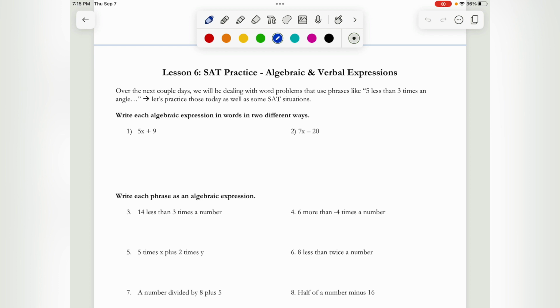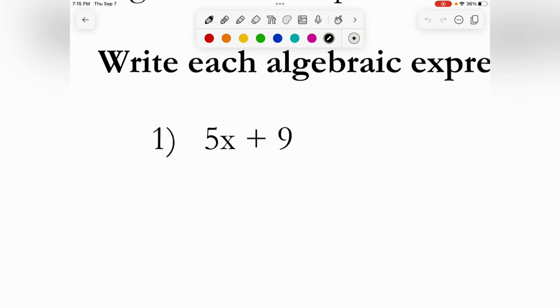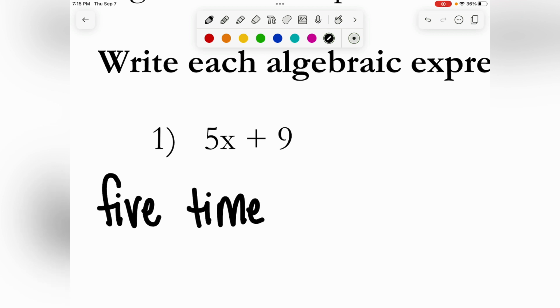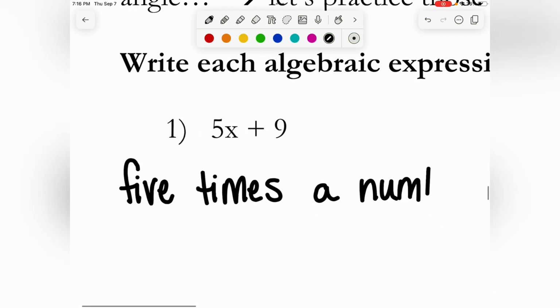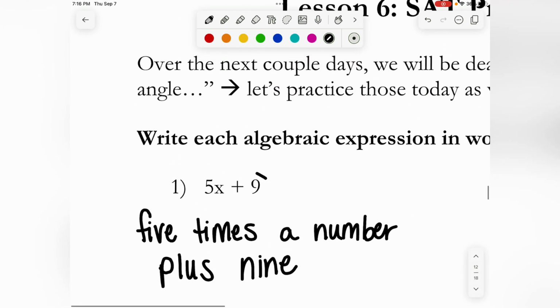It's all about verbal expressions. This just says write each algebraic expression in words two different ways. I'm not going to do both ways. I'm going to give you an example. So what we are looking for is something like this, like 5 times a number plus 9. Literally, that's all I need from you. It's just how you would read this expression. Just write that out in words.